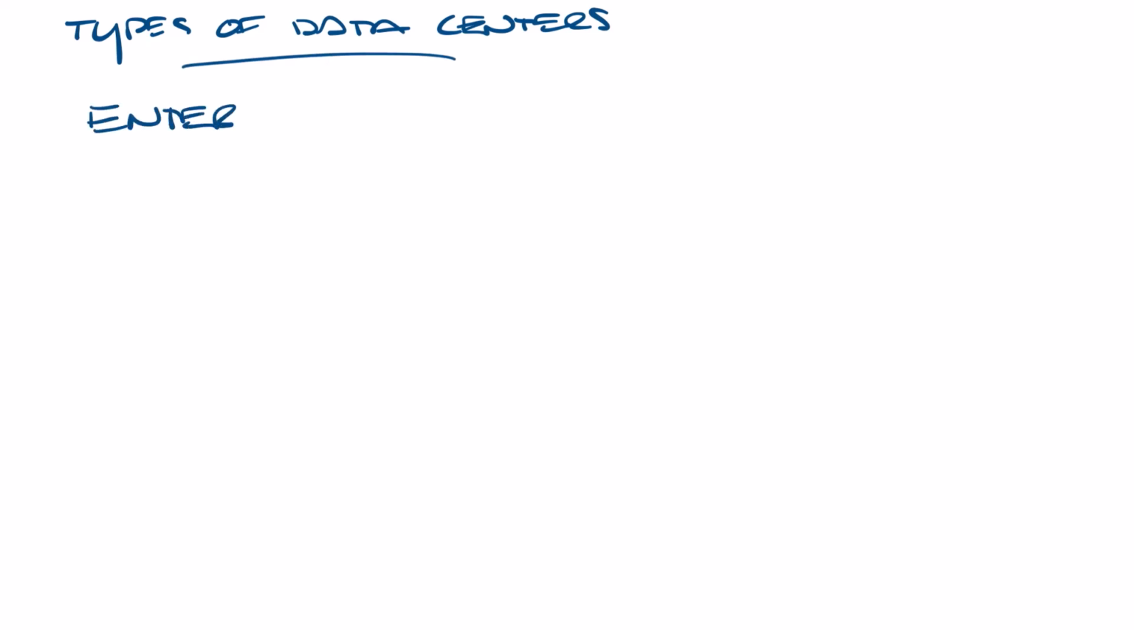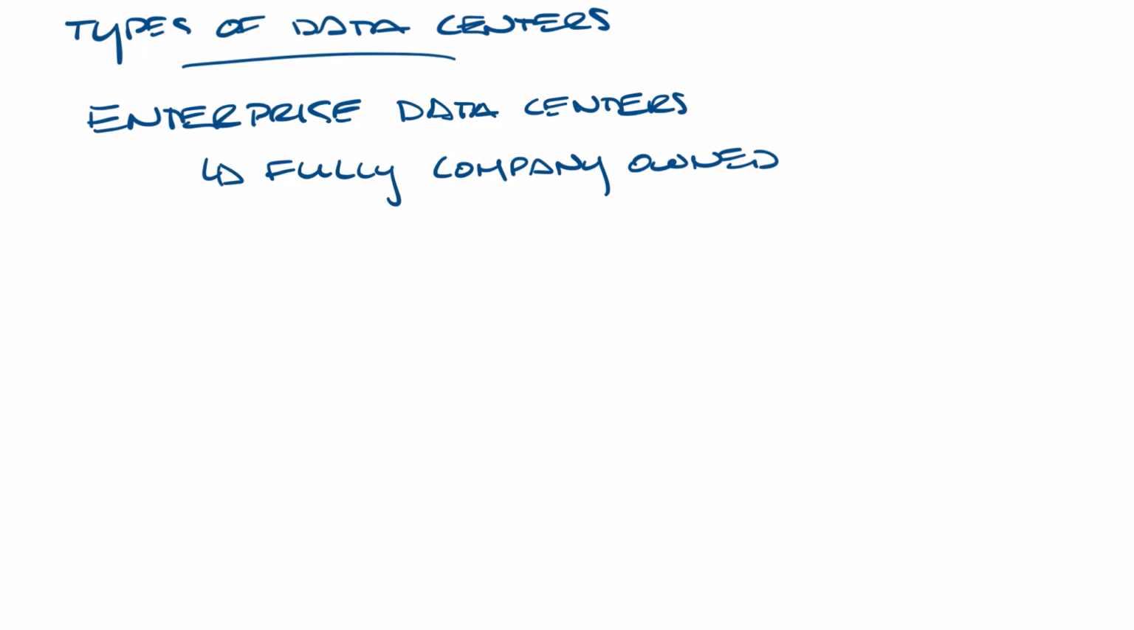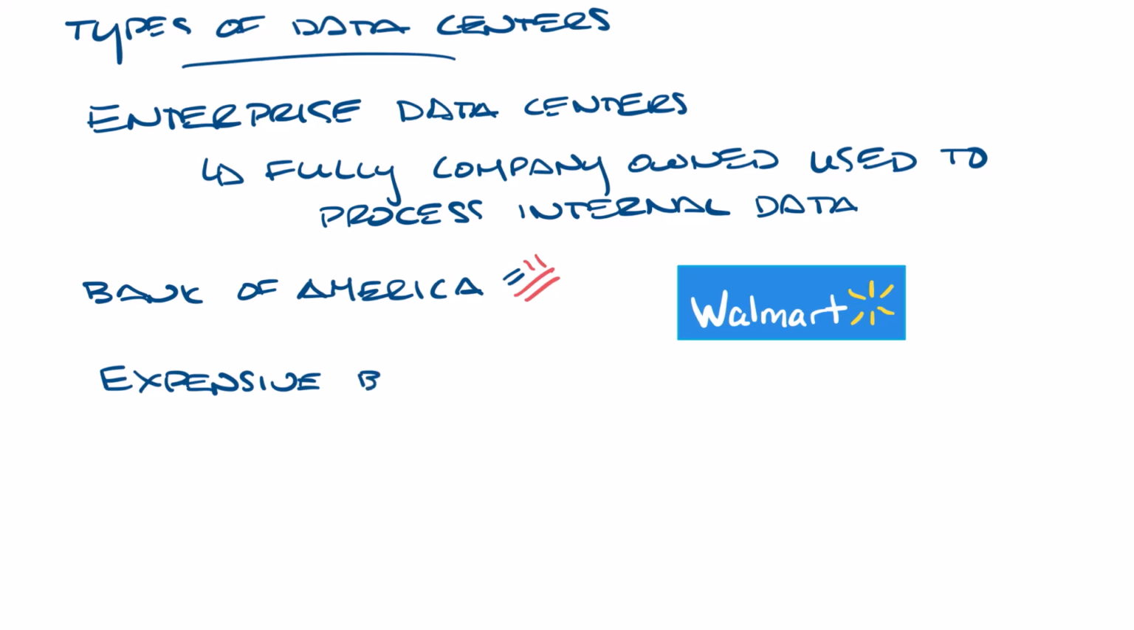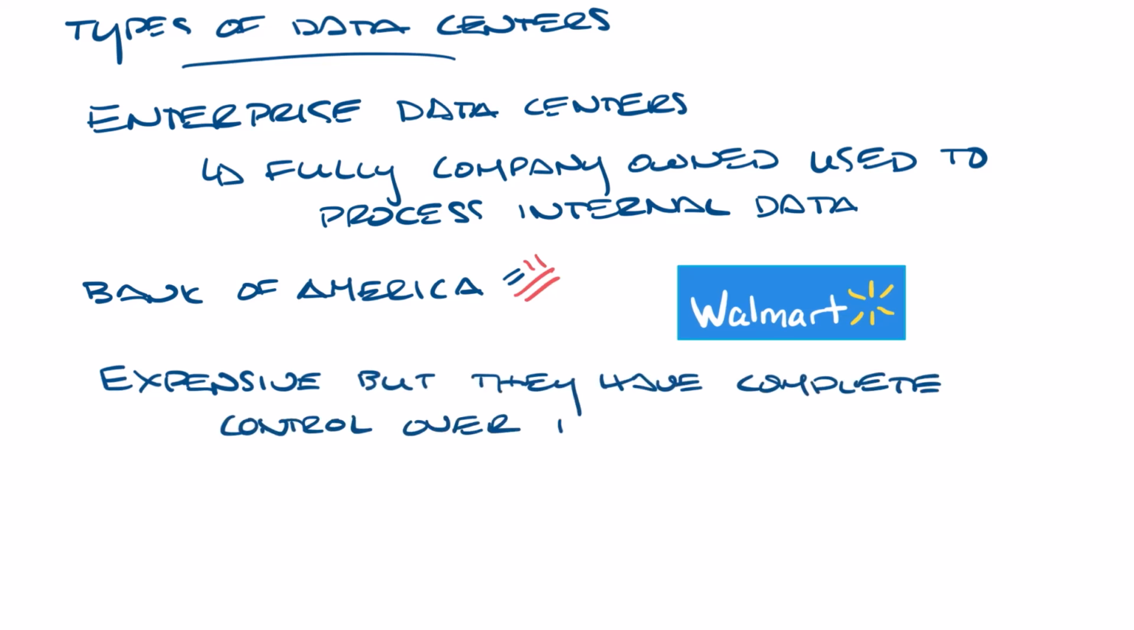Let's start with enterprise data centers. An enterprise data center is a fully company-owned data center used to process internal data. You often see these with banks and big corporations like Bank of America or Walmart. Having a fully owned data center is expensive, but it gives the company complete control over the data center. It also ensures compliance, which is why you often see them for banks and financial organizations. Let's slide this over and look at the next type of data center.